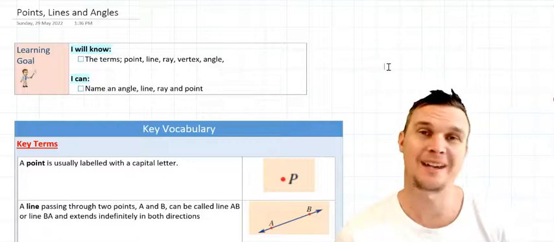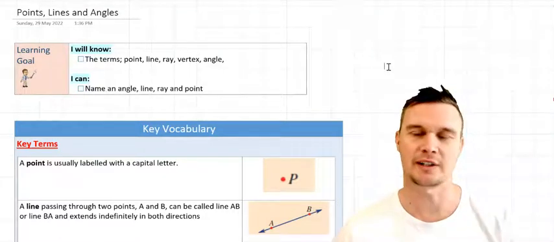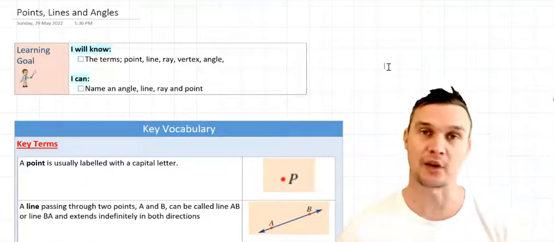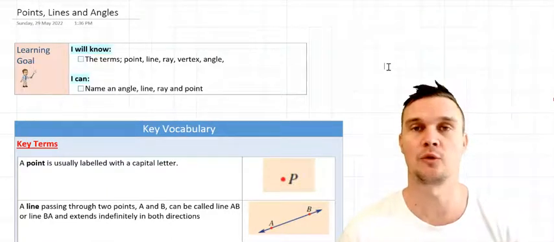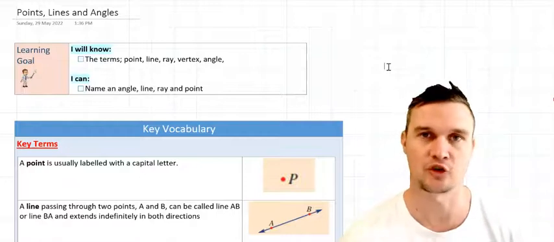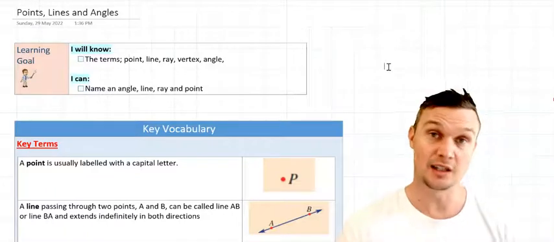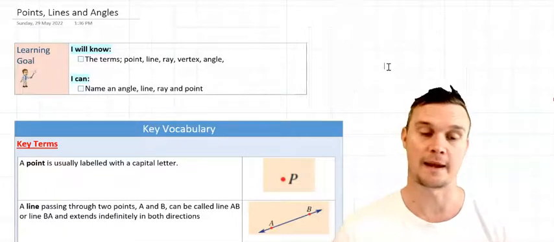So in this video, we're going to be looking at points, lines, and angles. There's going to be a fair bit of definition writing down, but it's really just helping us understand the vocabulary before we get into a bit more detail, particularly with our geometry unit. You're going to be writing down a fair bit of definitions, but also writing down an example of what that means.